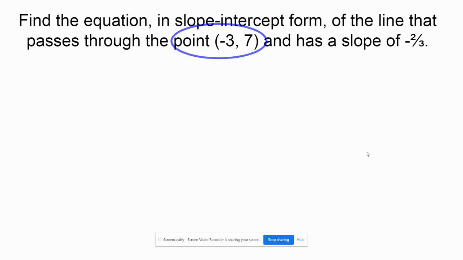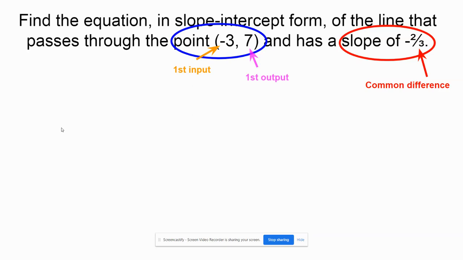So I'm given a point and I'm given a slope, and I'm going to start writing this as if we were writing an explicit formula equation. I have my common difference, because that's the same thing as the slope. I have my first input from my coordinate as well as my first output from my coordinate. And I'm going to put those three things directly into my explicit formula. Now it's plus 3 here because it was x minus negative 3.